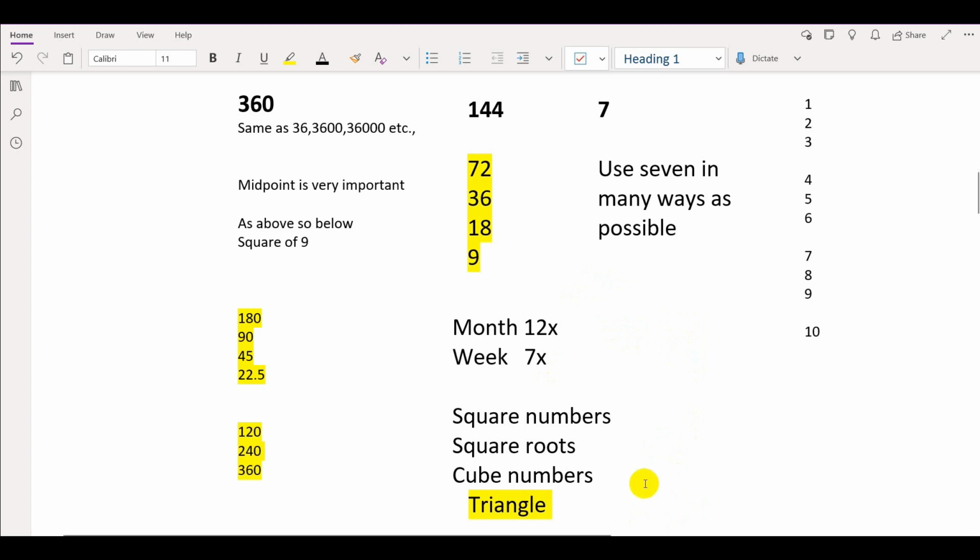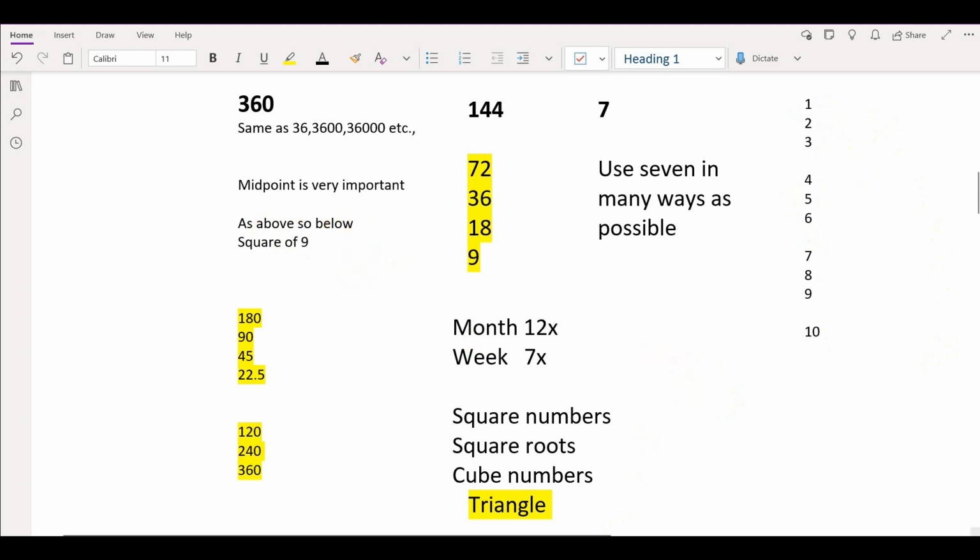So how are we going to use that? With 360, or any number, the midpoint is important. Midpoint means we can divide that by 2. The number starts from 1, 2, 3, and we divide that by 2. It will give you the midpoint. For 1 to 10, the midpoint is 5. So as above, so below. In the Bible, there are so many quotes.